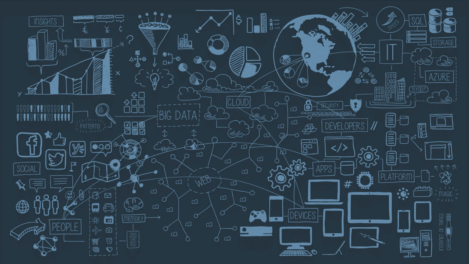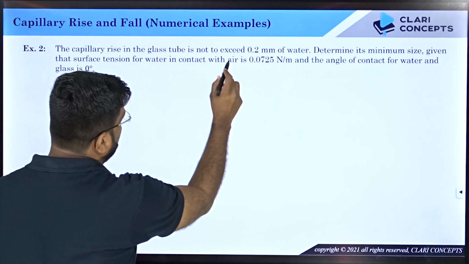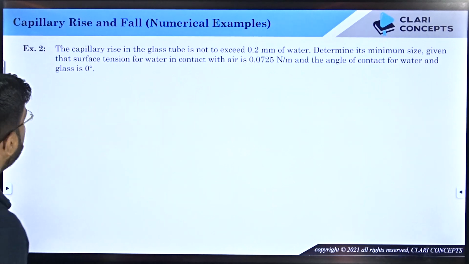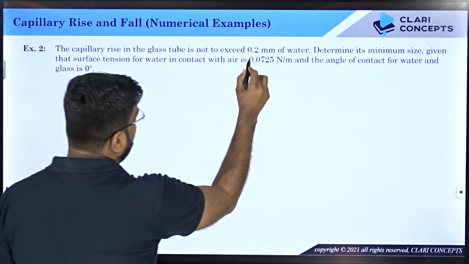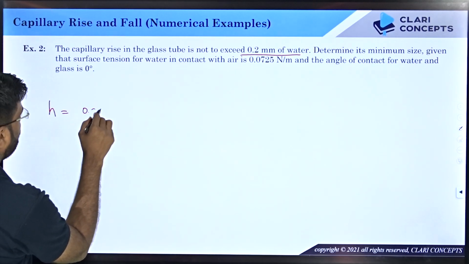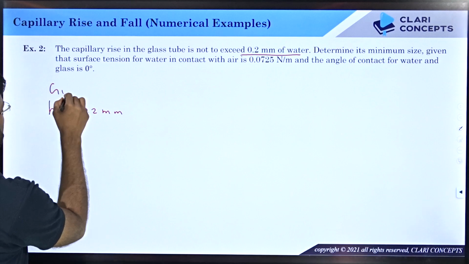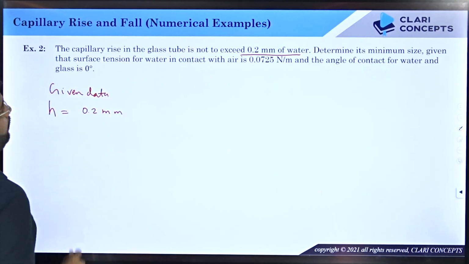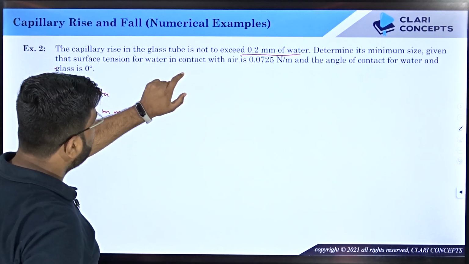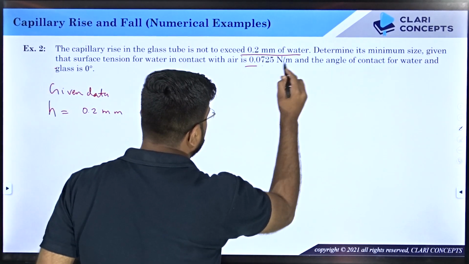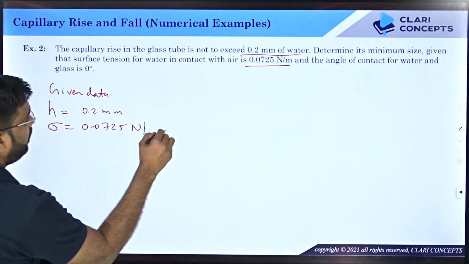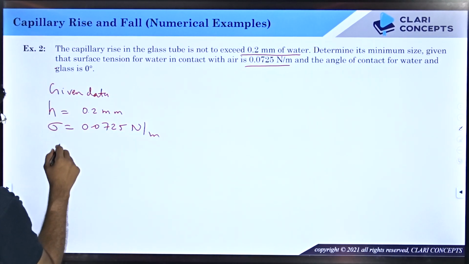So the second numerical we have is: the capillary rise in a glass tube is not to exceed 0.2 mm of water. Okay, what it is saying? You have been told that the maximum capillary rise should be 0.2 mm, right? Given data. Determine its minimum size given that the surface tension for water in contact with air is 0.0725. So sigma is given to us, 0.0725 newtons per meter, and the angle of contact for water and glass is 0 degrees.